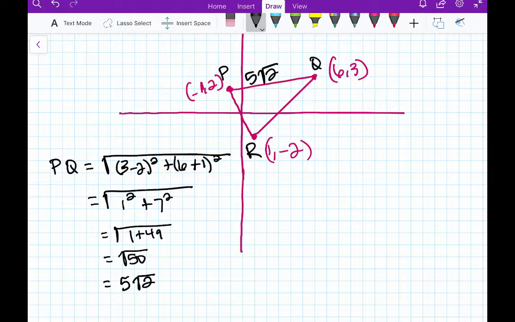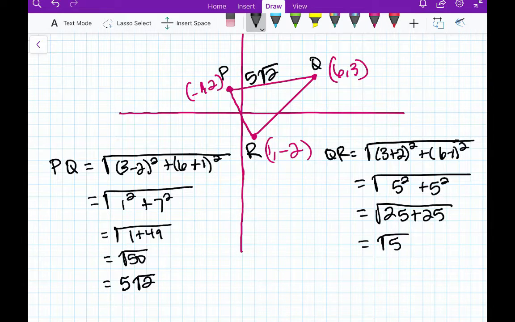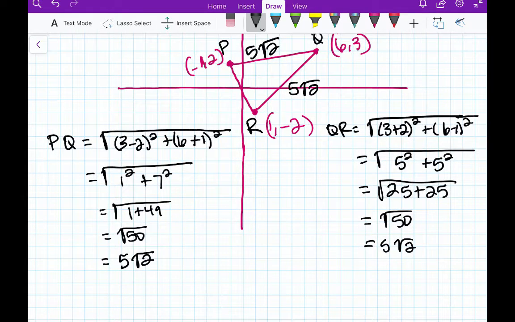So now I'm going to find the distance from Q to R. QR is going to equal, I'm going to do 3 plus 2, instead of 3 minus negative 2, squared, plus 6 minus 1 squared. You've got to make sure you do it in the same order both times. 3 plus 2 is 5, so it's 5 squared plus 5 squared, because 6 minus 1 is 5, which is 25 plus 25. The square root of that is the square root of 50, which, as we just figured out, is 5 square root of 2. So already I have two sides that are congruent, so it's got to be isosceles at least. Maybe it's equilateral. We're about to find that out.